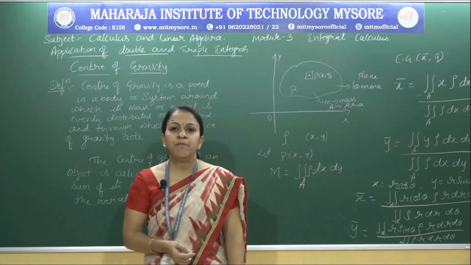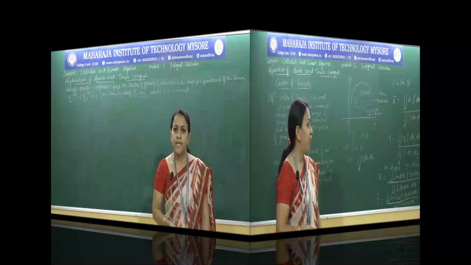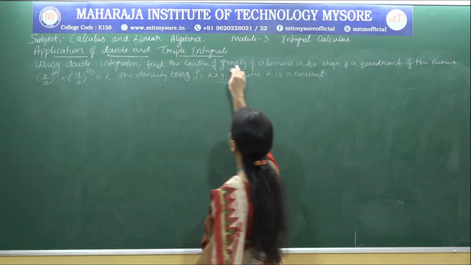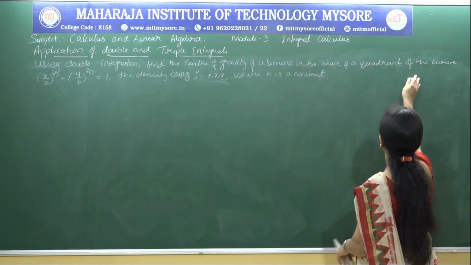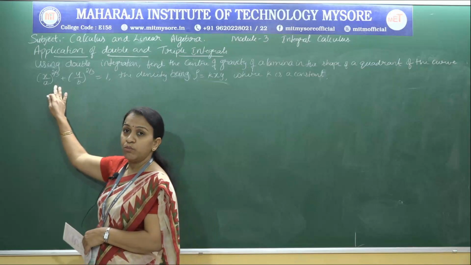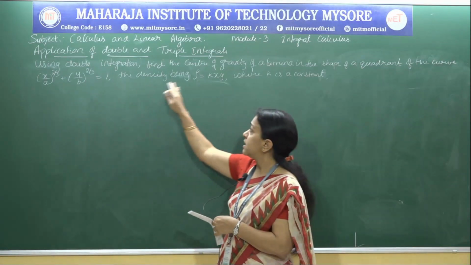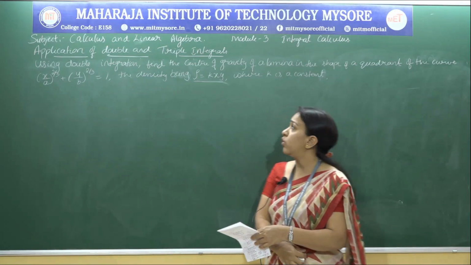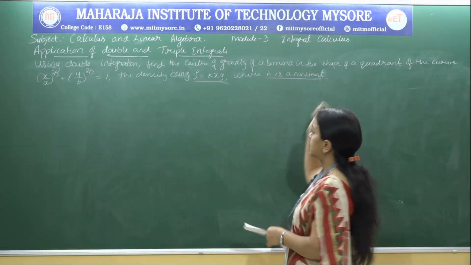So this will be your standard formula to find the center of gravity. Now solve the next problem. Using double integration, find the center of gravity of a lamina in the shape of a quadrant of the curve (x by a) whole power 2 by 3 plus (y by b) whole power 2 by 3 equal to 1. The density is rho equal to k into xy, where k is a constant.